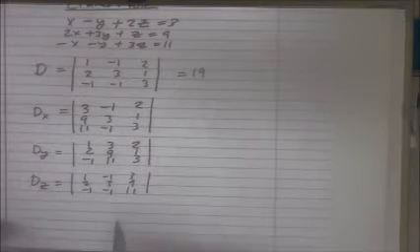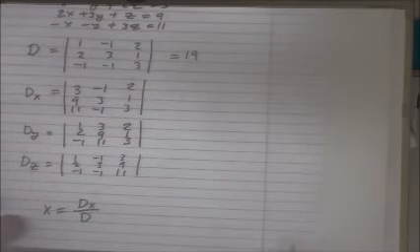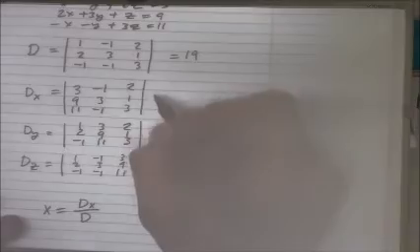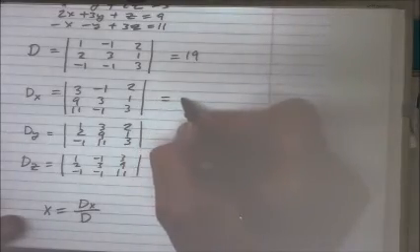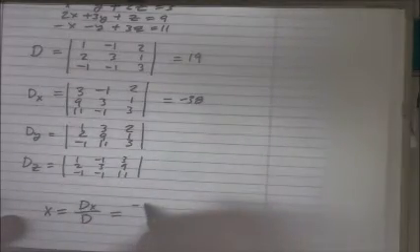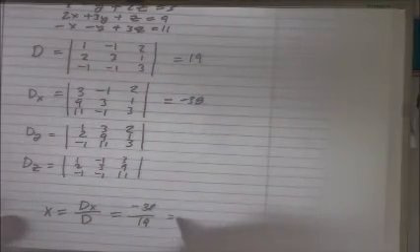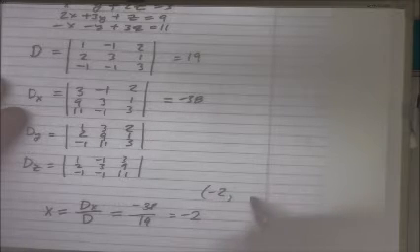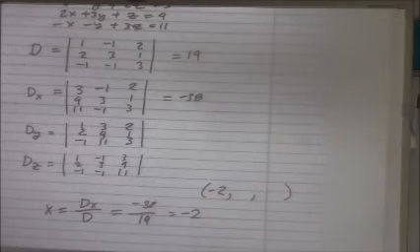Well, Kramer's rule is that if you want to figure out what x is, you take the determinant for x and divide it by the main determinant, and that gives you the value of x. Since the determinant for x equals negative 38, negative 38 divided by the main determinant, 19, is negative 2. So the x value is negative 2. Negative 2 for the x, and then y and z.